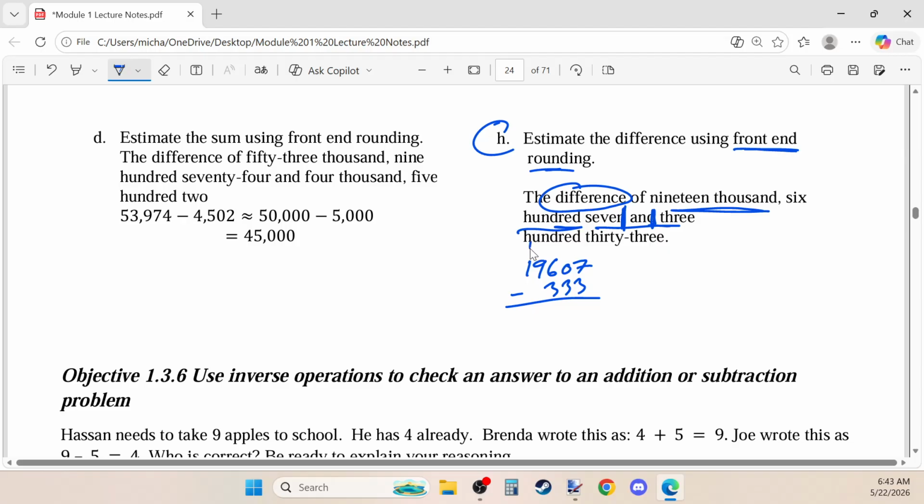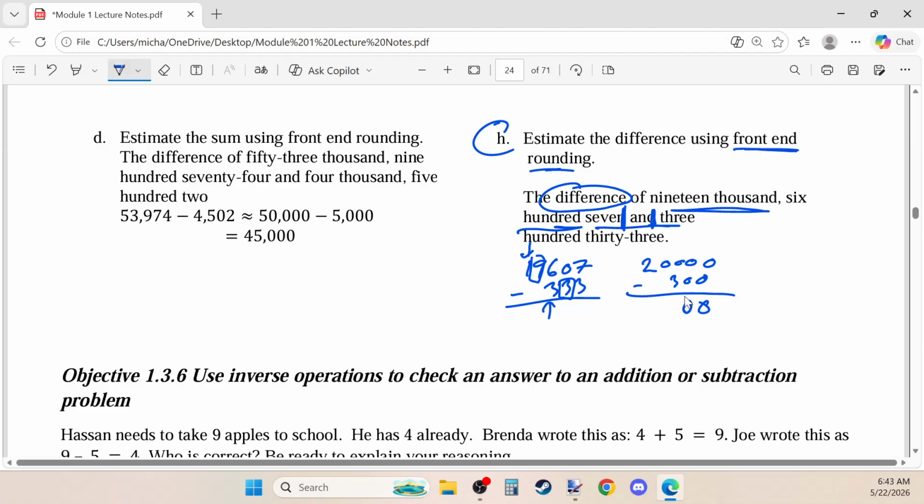So front-end rounding means I'm rounding to this position, so that means this is my check digit. 9's round up. So this 1 turns into a 2, and all of the other digits turn to zeros. I have 20,000. Here is where I'm rounding to the front end, meaning the first digit. This is my check digit, that rounds down, so I get 3 with 2 zeros.